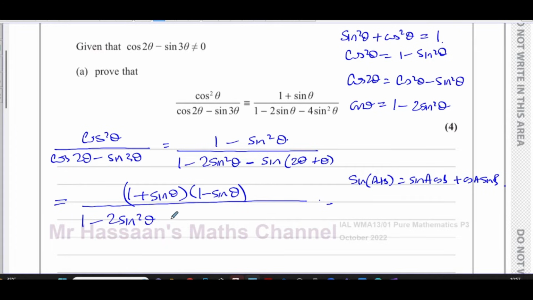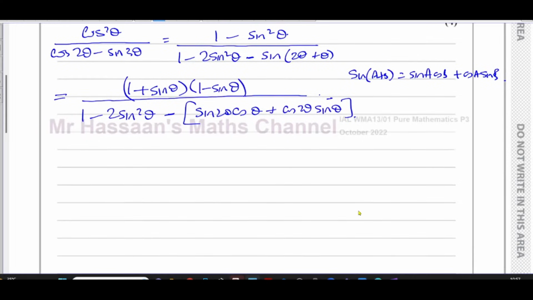Okay, but this now, I'm going to have minus. Now I'm going to put a bracket to protect what I expand here using the double angle formula, using the addition formula. So this is going to be the sine of the first angle times the cosine of the second angle. So this is sine of 2 theta times the cosine of theta plus, and then you're going to have the cosine of the first angle, so cosine of 2 theta times the sine of the second angle. Okay, so that's as far as we got.